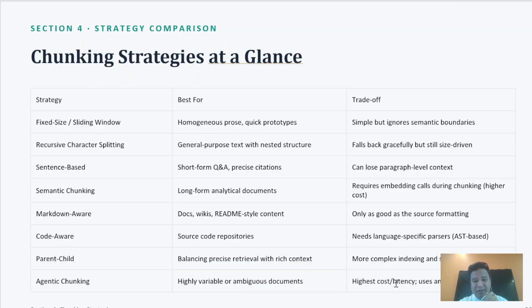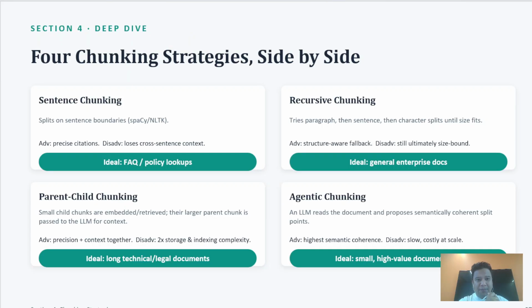It's best for highly variable or ambiguous documents. It has the highest cost and latency and uses an LLM to decide splits. Okay, now, the four chunking strategies that you can look at side by side.